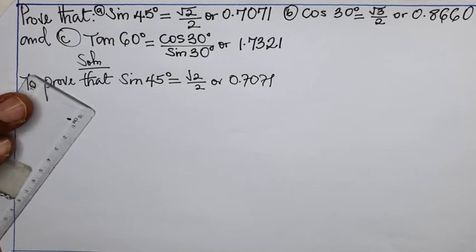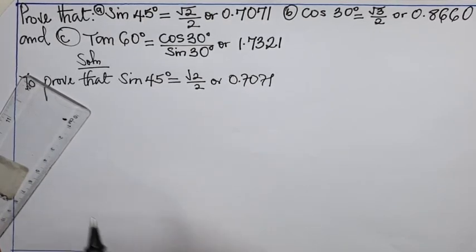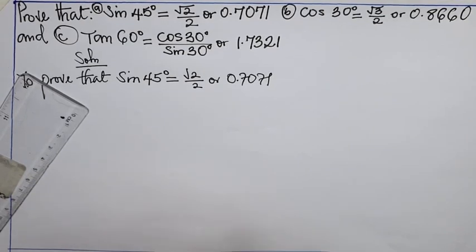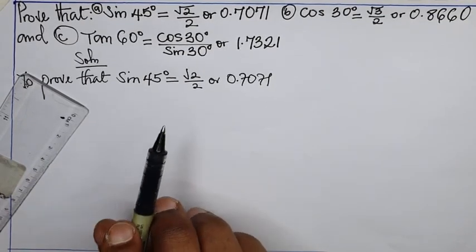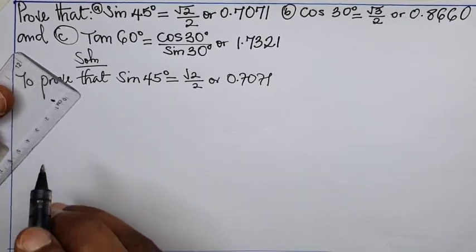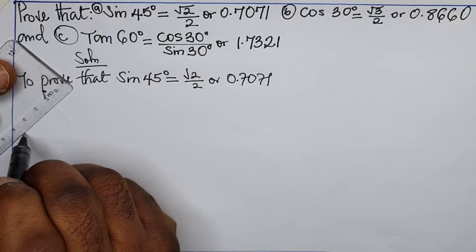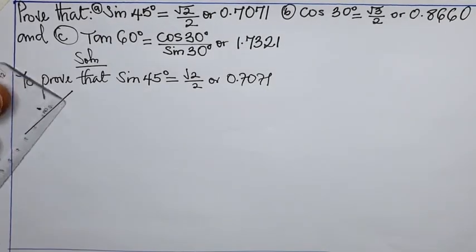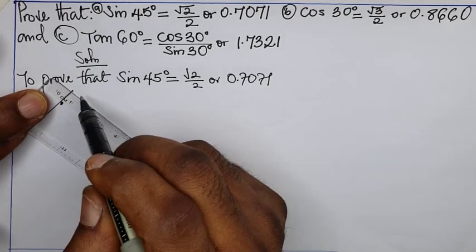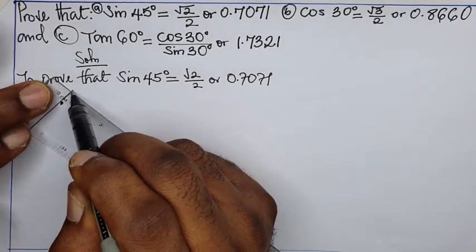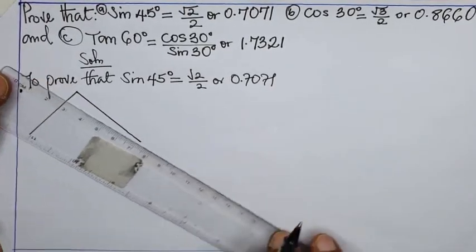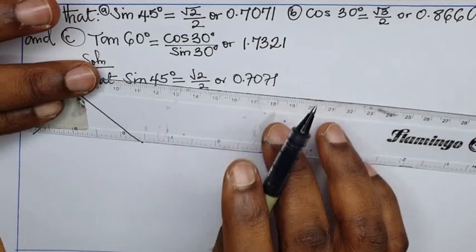So you know what I'm going to do? Since the sum of the angles inside a triangle is 180 degree, for me to solve sine 45, or to get the angle 45 degree, I am going to draw an isosceles triangle in such a way that one of the angles is 90 degree, while the other two will be 45 each. That will give me 45, which I am looking for.